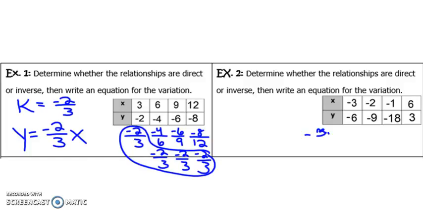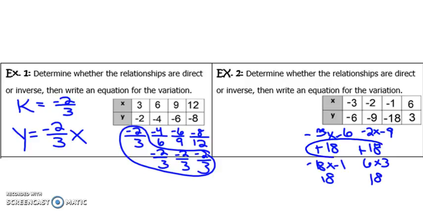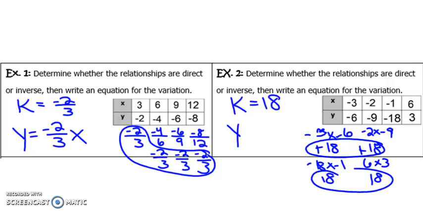Here, negative 3 times negative 6 is negative 18. Negative 2 times negative 9 is negative 18. Negative 18, and it should be positive, times negative 1 is positive 18. And 6 times 3 is positive 18. Since all of those are exactly the same, that means that's my constant, my k, because they're all what we multiplied. And since we multiplied, it's an inverse variation. Inverse equation is y equals k divided by x. So in this case, y is going to equal 18 over x.